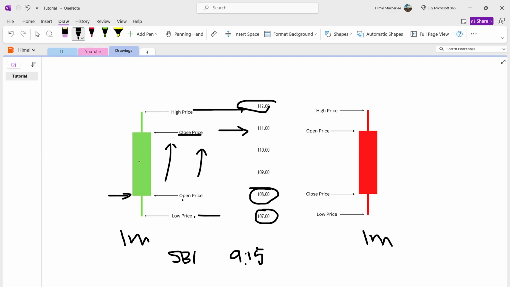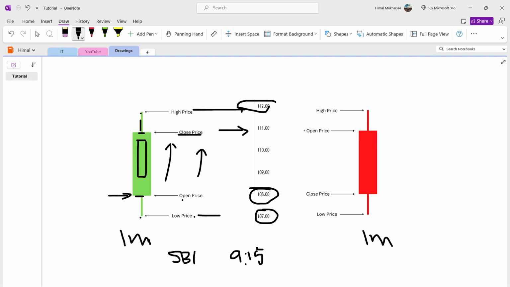The green symbolizes it is bullish in nature, as in within 1 minute or whatever that time frame is, the price has gone up. Okay, this is called the body, the solid part is called the body, and this line is called the wick. This is the lowest, this is the open, this is the close, and this is the high. Now at 9:15 and 59 seconds, the price of SBI is 111.